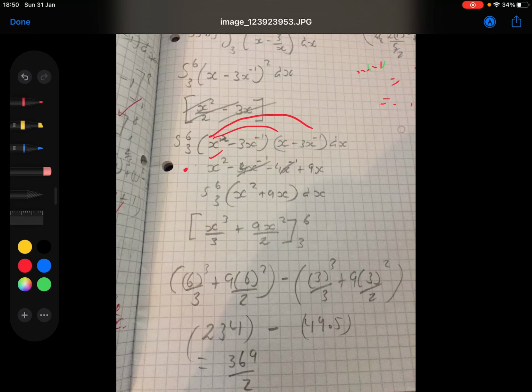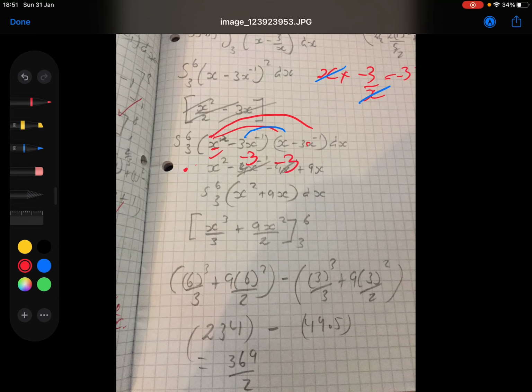Alternatively, remember that the minus 3x to the minus 1 means the same thing as minus 3 over x. And you can see here when I multiply these together, the x's cancel out. And so I will just get minus 3. So either way of thinking about it, the x times minus 3 over x should be minus 3 here. Then the minus 3x to the minus 1 times x, again, that will just be minus 3.